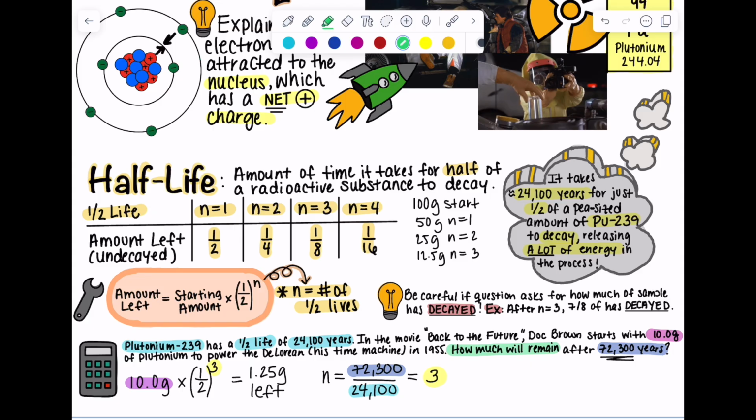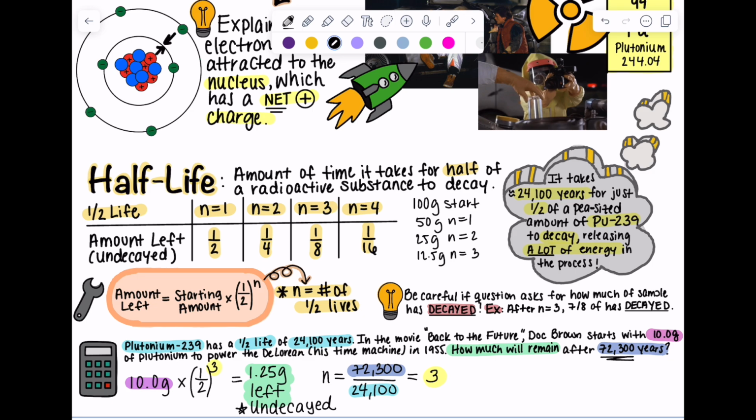Their half-lives are massive. But before I go, there's one last thing I want to point out because teachers love to ask this. What we just calculated, the 1.25 grams, is the amount left. That's what has not decayed yet. But if the question asks you for how much has decayed, that's different.